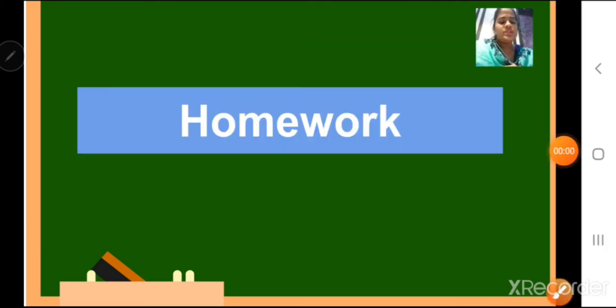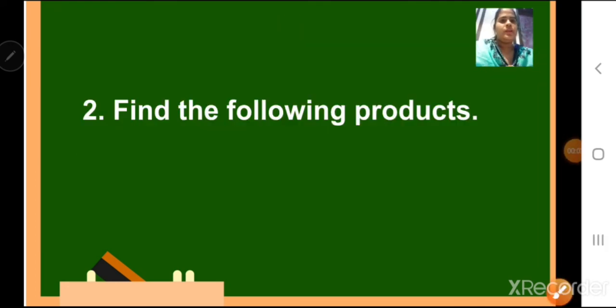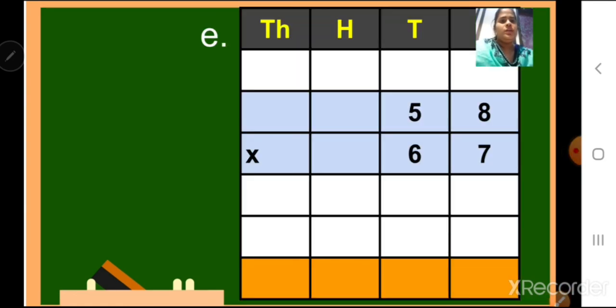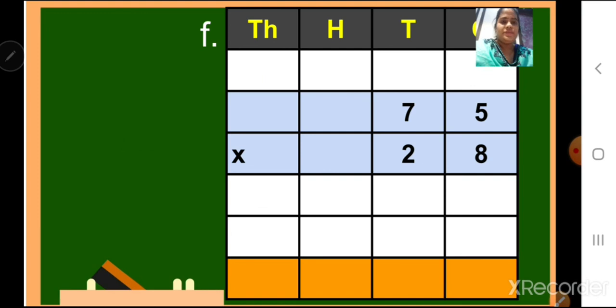So children, now it's time for homework. The homework is from your question number 2. Find the following products, your E sum and your F sum. Okay. Then the next part, which is question number 4, we will do in our next class.